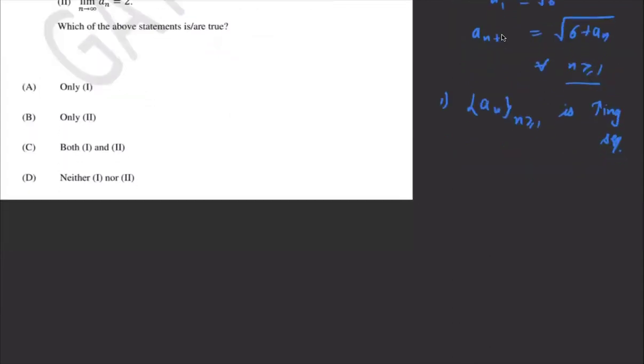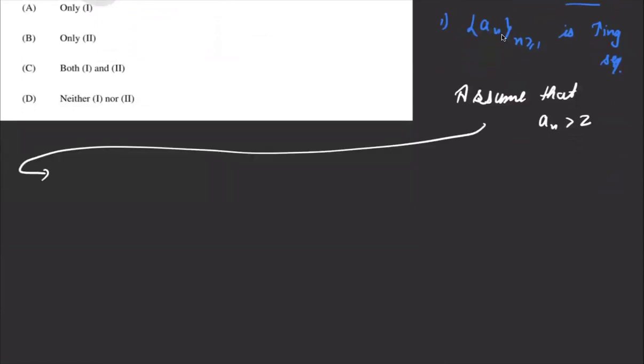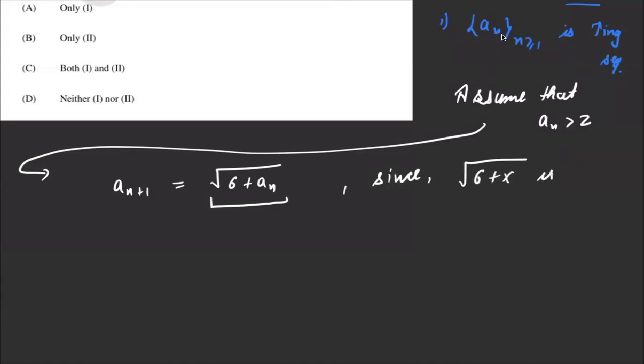So we can simply start with an assumption. We assume that a_n is greater than 2. Okay, I'm assuming this thing. So in this setup, what is going to happen? Under this assumption, if you solve it further, you can see a_{n+1} is given to be under root of 6 plus a_n. Now in this particular setup, just say that a_n is some x. So I can say that since under root of 6 plus x is an increasing function of x.